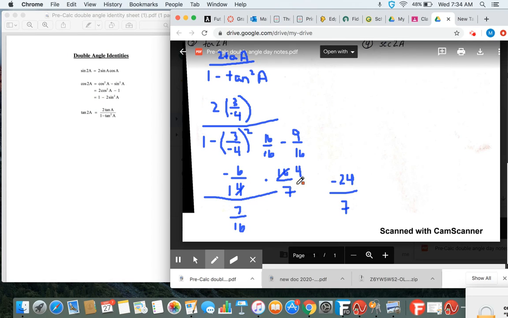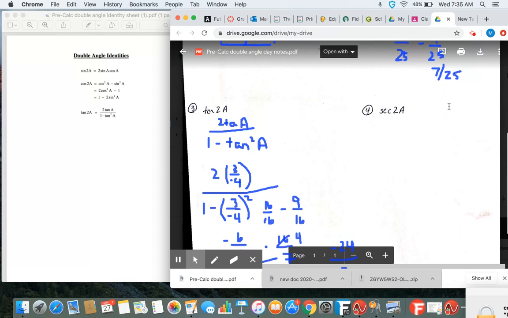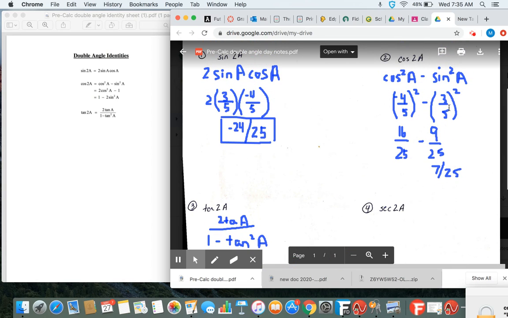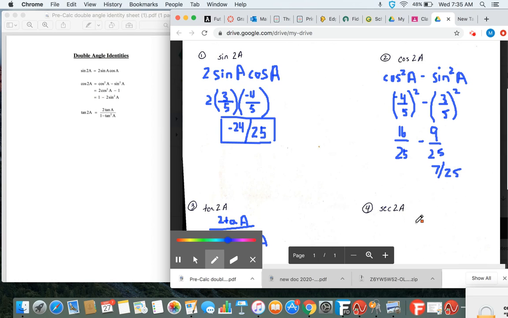Finally, if you're ever asked a question like we are here with the fourth one, where it says secant of 2a, it would make sense to look at the work you've already done. We've already found cosine, and we know that secant and cosine are reciprocals. So my answer here for number 4 is simply going to be 25 over 7.